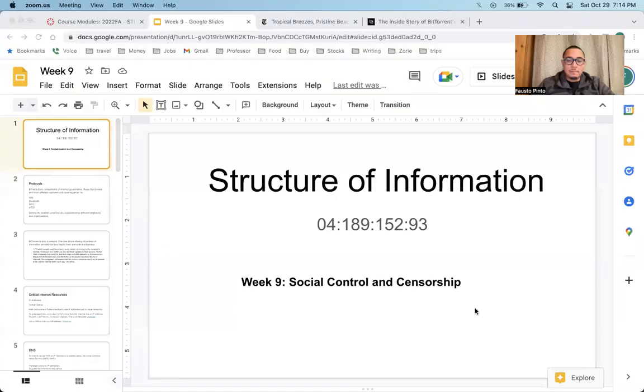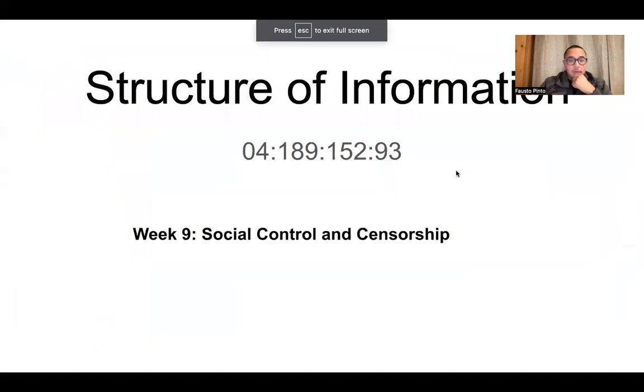This week we're going to be talking about social control and censorship. Last week we talked about misinformation, and this is the complete opposite. This is how information is blocked, how information is censored. Oftentimes when people cannot spread misinformation, they tend to block everything. Before we learn about blocking, let me start the slideshow.